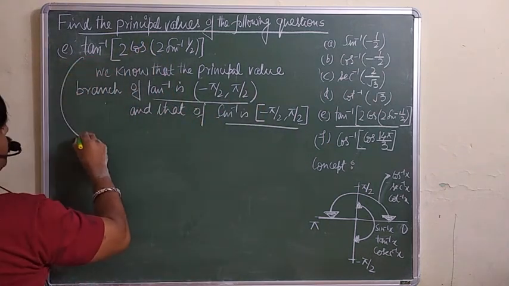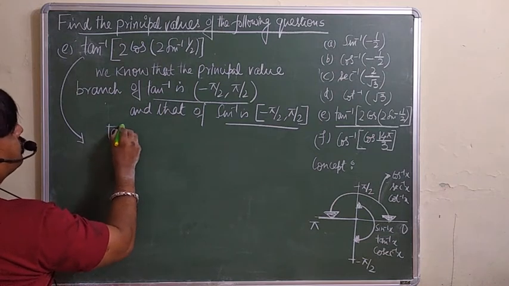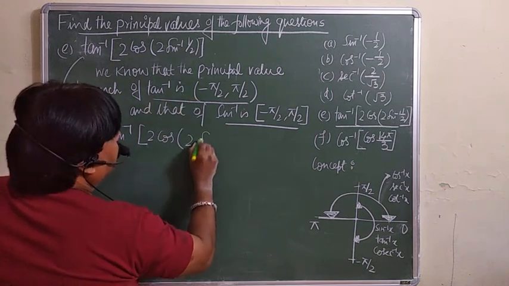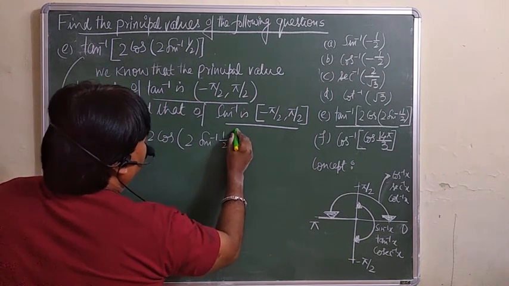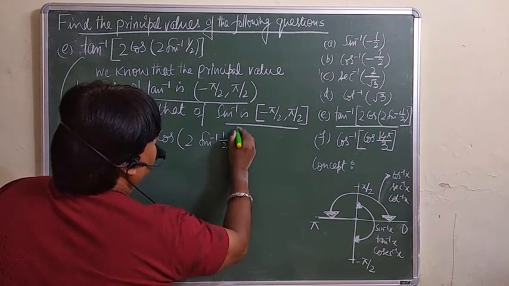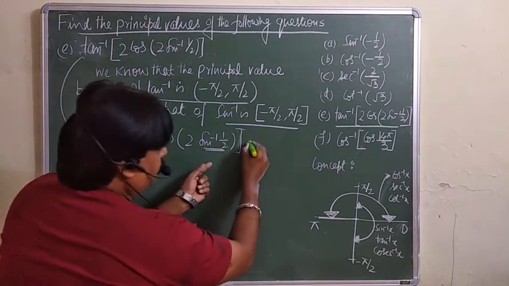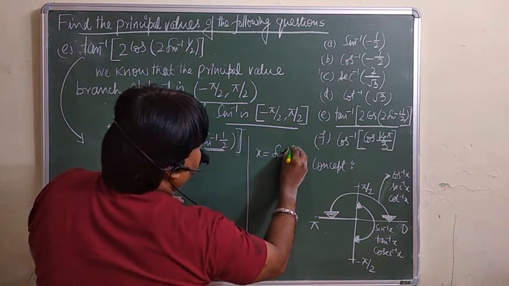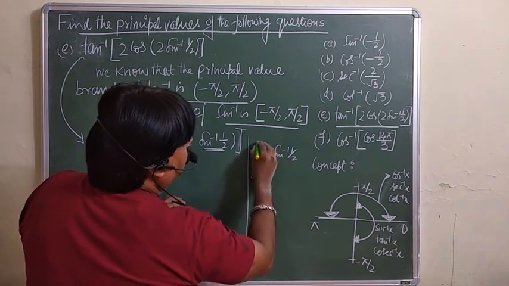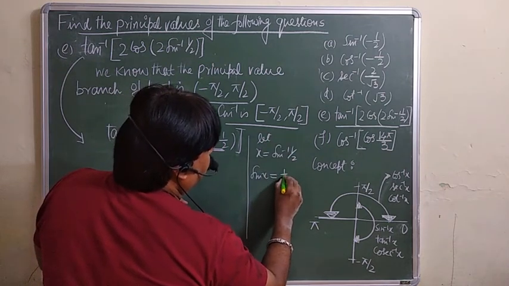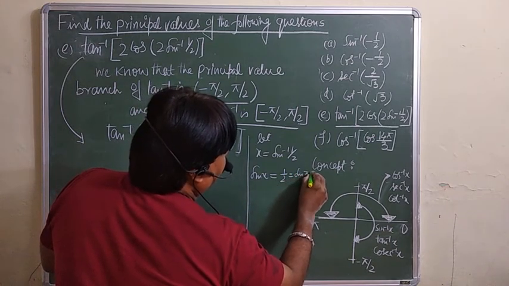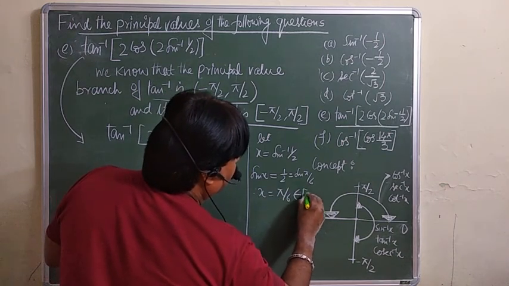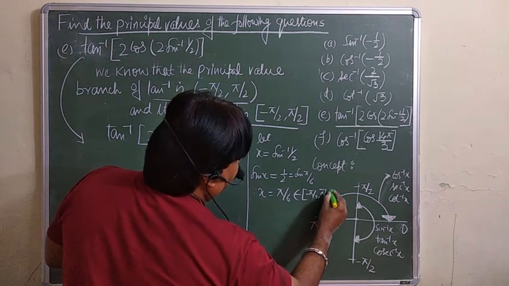So now here, this is tan inverse 2 cos 2 sin inverse 1 by 2. First of all we are going to solve this part separately. Just take x is equal to sin inverse 1 by 2. So sin x is equal to 1 by 2, and this is the value of sin pi by 6. So x is equal to pi by 6, and this pi by 6 already belongs to minus pi by 2 to plus pi by 2.